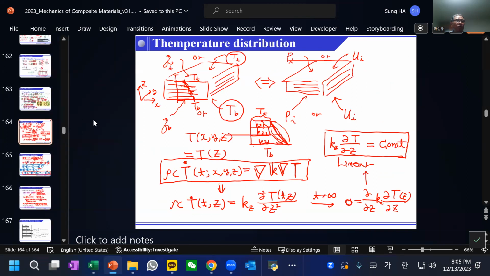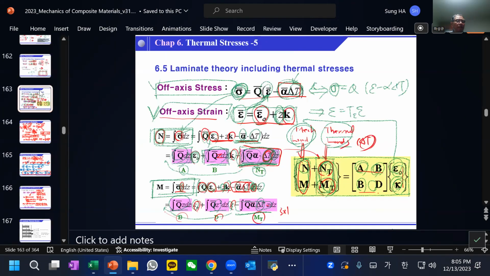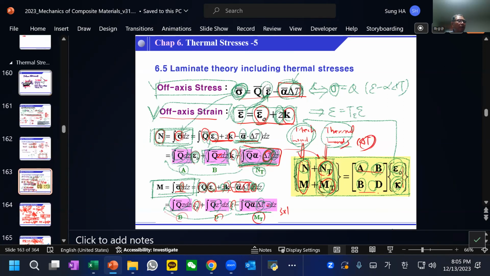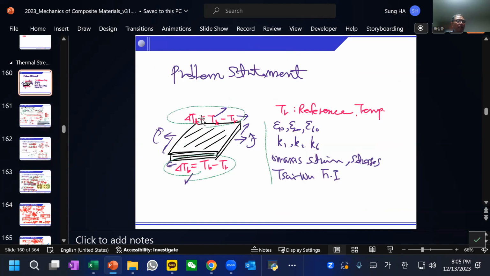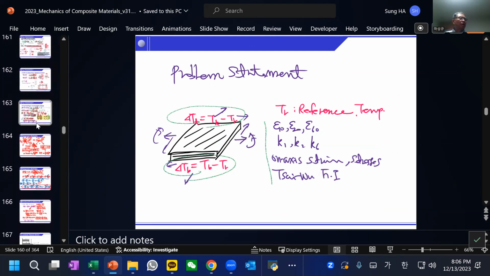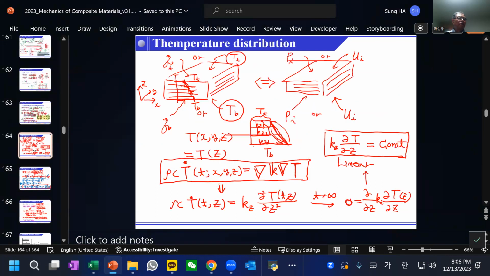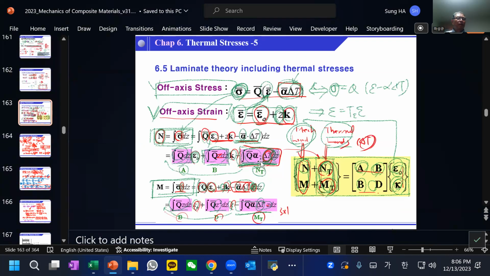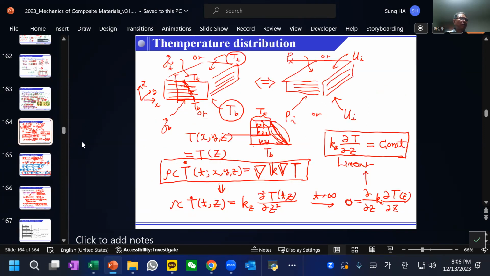And now what we would like to do is this delta T. At the very beginning, we specify the problem statement, like at the top and bottom we have a certain temperature difference or increment. How about the inside, the temperature inside the laminate? Because as you can see here, in each ply we need a delta T as a function of z. So we need to understand the temperature distribution through the thickness.